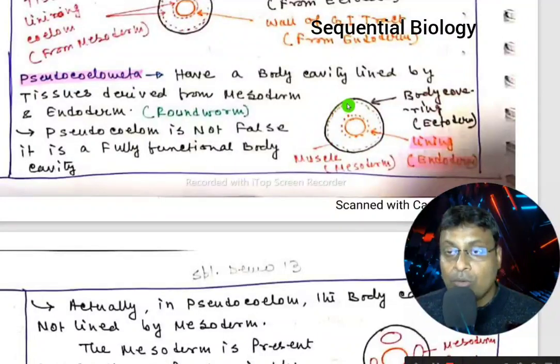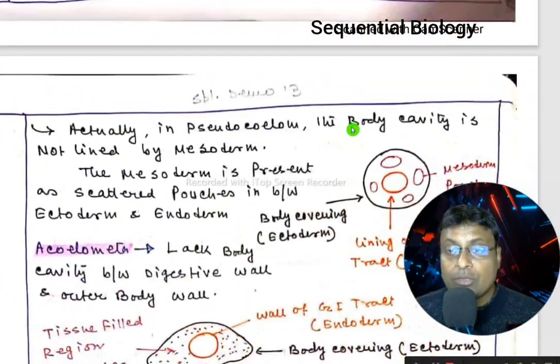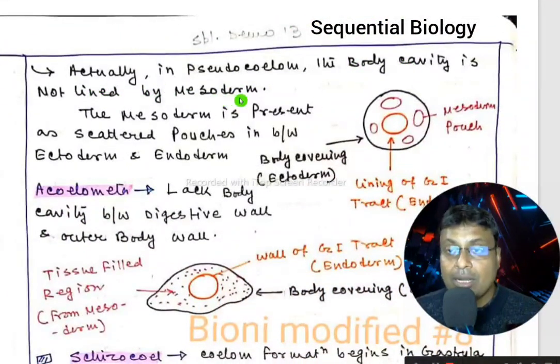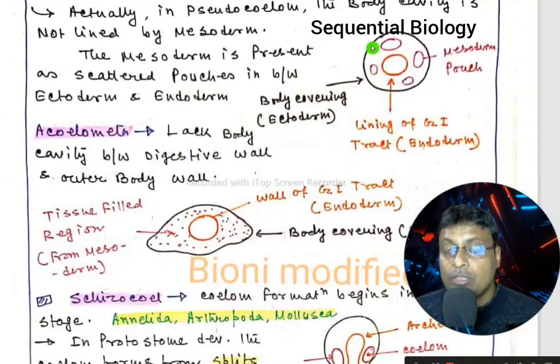because adjacent to the body wall there is mesoderm-derived tissue, but the inner wall of this cavity is derived from endoderm, not from mesoderm. So this cavity is not a true coelom, and it is called a pseudocoelom. In a pseudocoelom, the body cavity is not lined by mesoderm, and the mesoderm is present as scattered pouches in between ectoderm and endoderm.